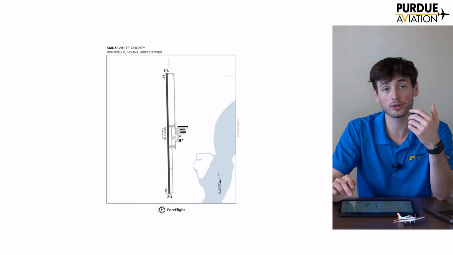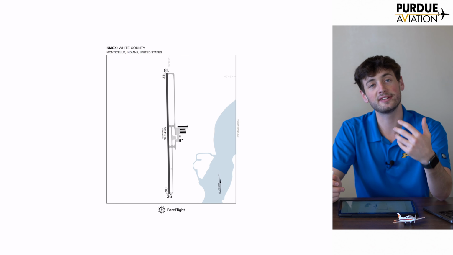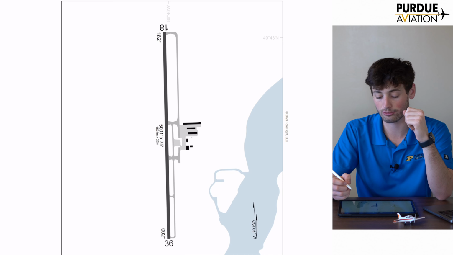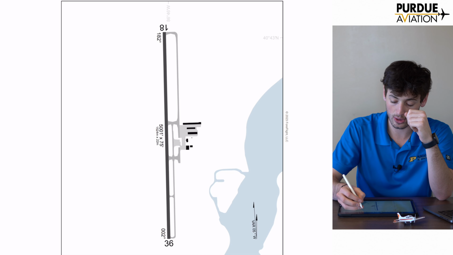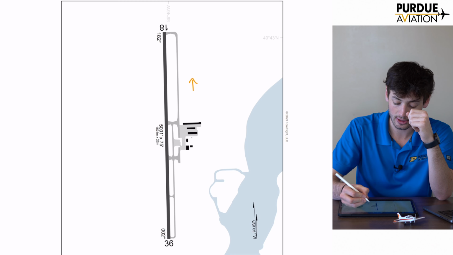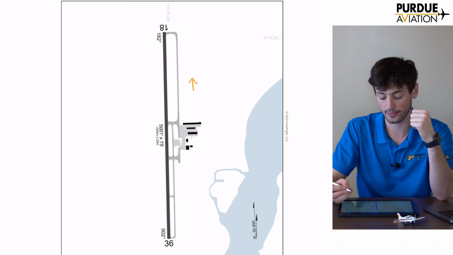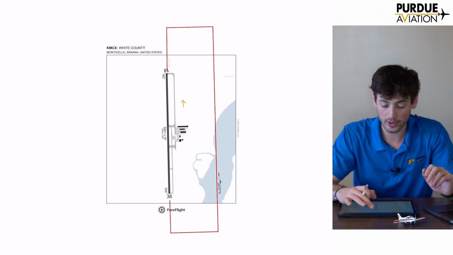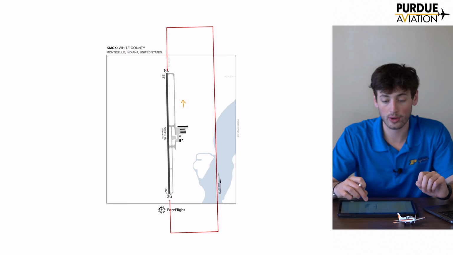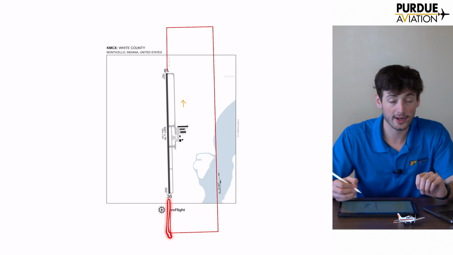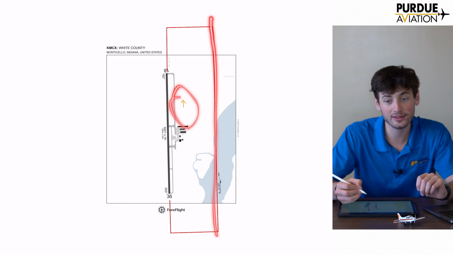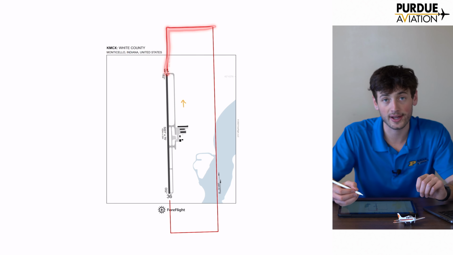So let's look at White County for an example of how to enter the pattern. The first thing we're going to do is set up the pattern. Let's say the winds are favoring runway 18. I'll draw the winds right here to show which direction they're going. If the winds are favoring runway 18, we set up our pattern: our upwind, our crosswind, our downwind, because we're going with the wind here, and we turn base and final.